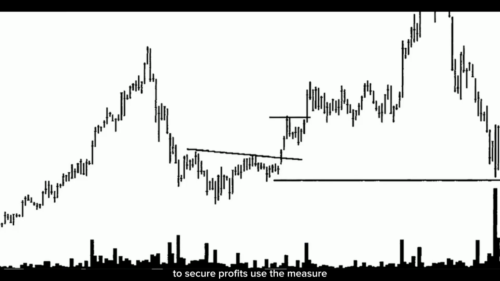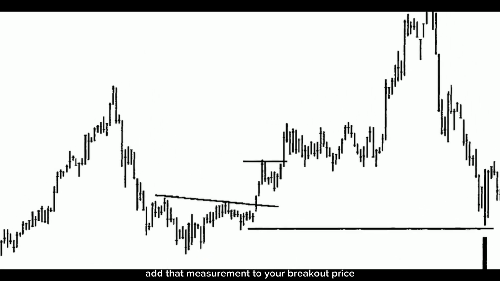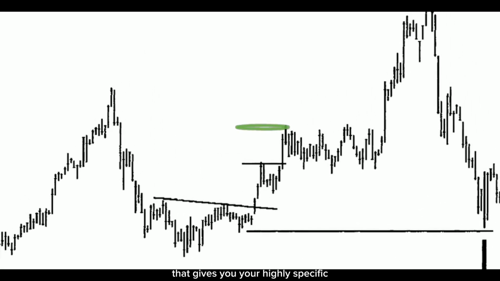To secure profits, use the measure rule. Calculate the vertical distance from the head's lowest point straight up to the neckline. Add that measurement to your breakout price. That gives you your highly specific minimum target price to exit the trade.